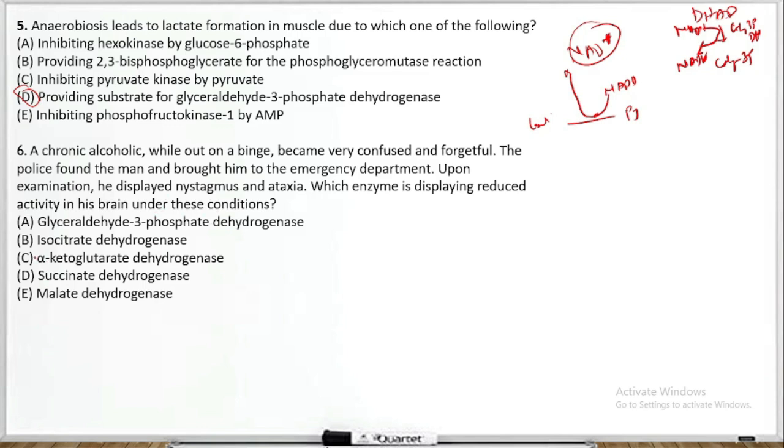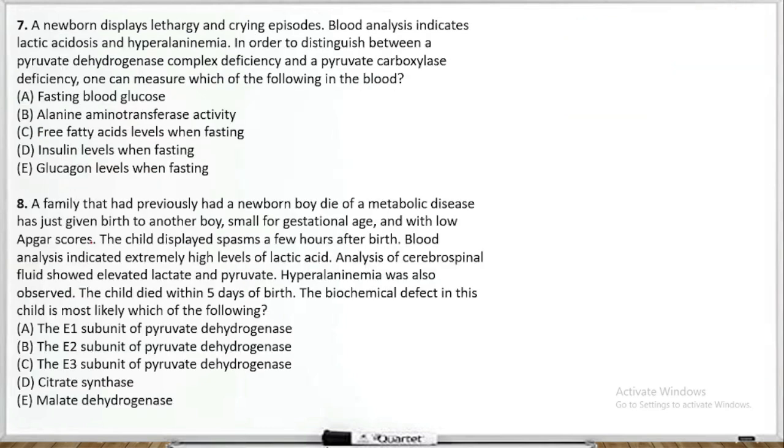It's alpha ketoglutarate dehydrogenase. It's an enzyme that also requires tender loving care for Nengi. So the T here is thiamine, and chronic alcoholics lack the vitamin thiamine. So the enzyme not working here is alpha ketoglutarate dehydrogenase.